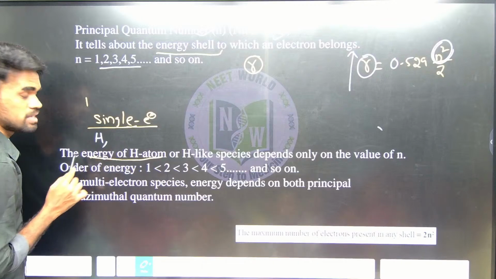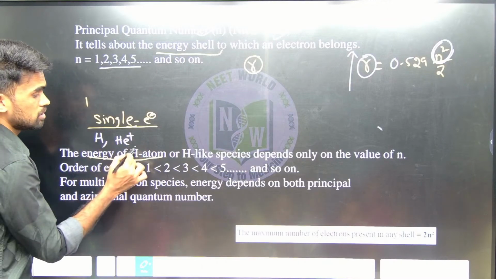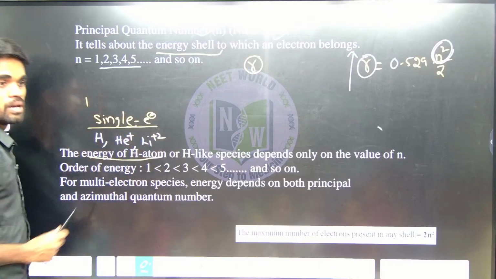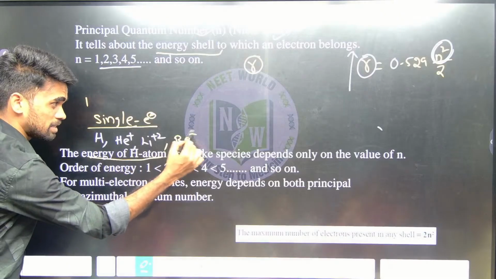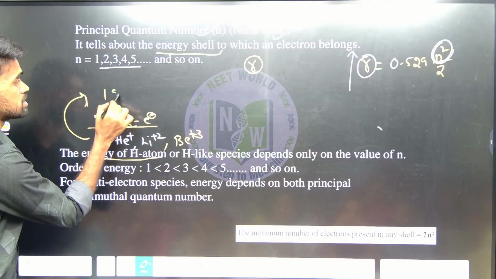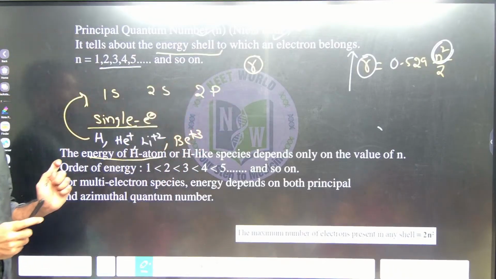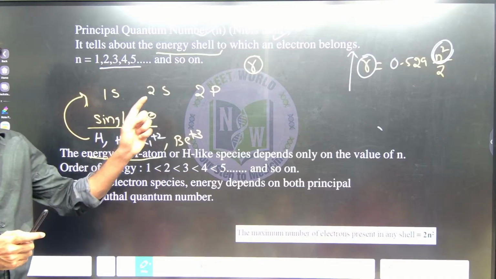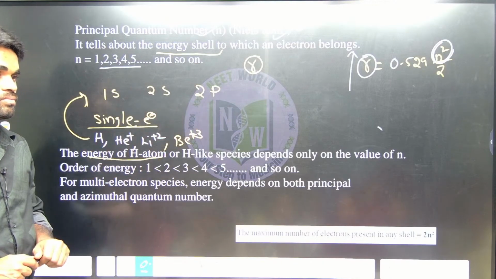Hydrogen atom. Next, helium ion. Next, lithium plus 2. So now, beryllium plus 3. Now how do you write their electronic configuration, like 1s, 2s, 2p, like this you are writing. Now I am asking you to say their energy order. Which orbital is higher energy, which is lower energy?